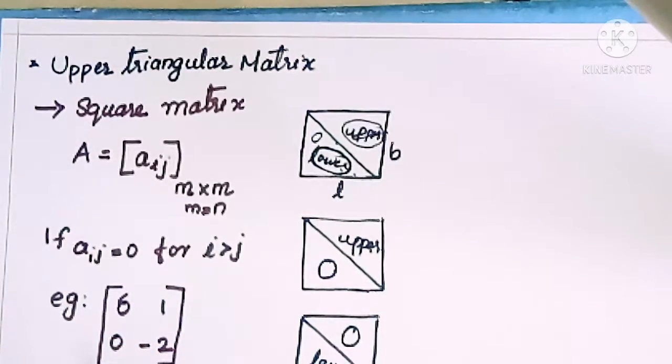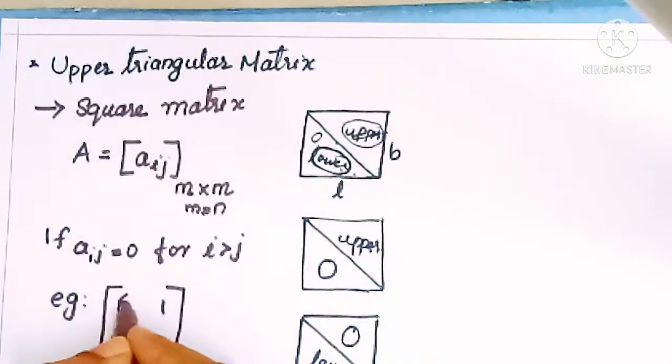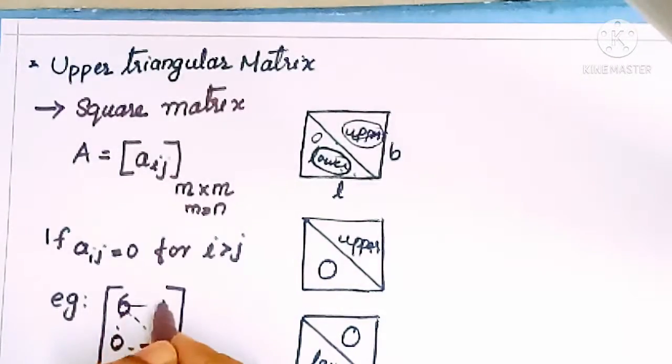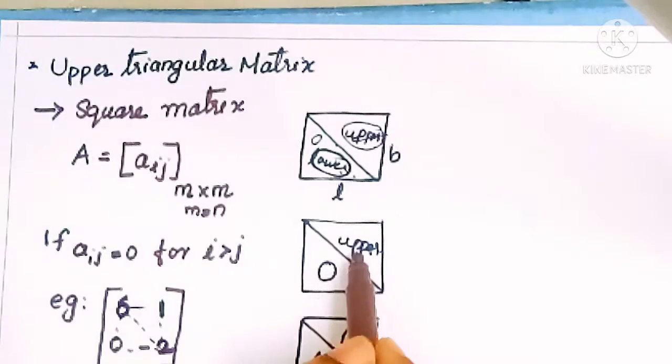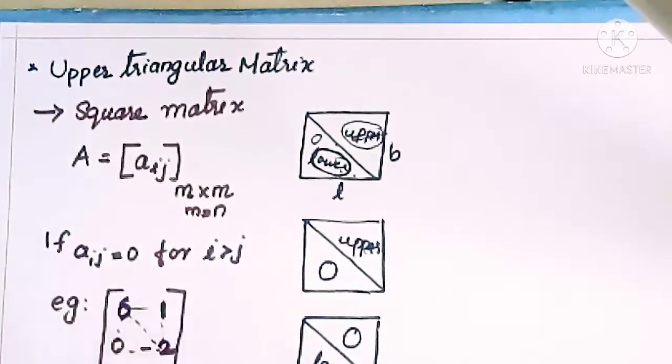Okay, this is an example of an upper triangular matrix. That means here we can divide it into two triangles. This is the upper triangular portion. This is the lower triangular portion. If you consider the upper triangular portion, we have some values: here 1, here 6, here 2. If you consider the lower triangular portion, here we have a value 0. The same concept is applied to this upper triangular matrix.